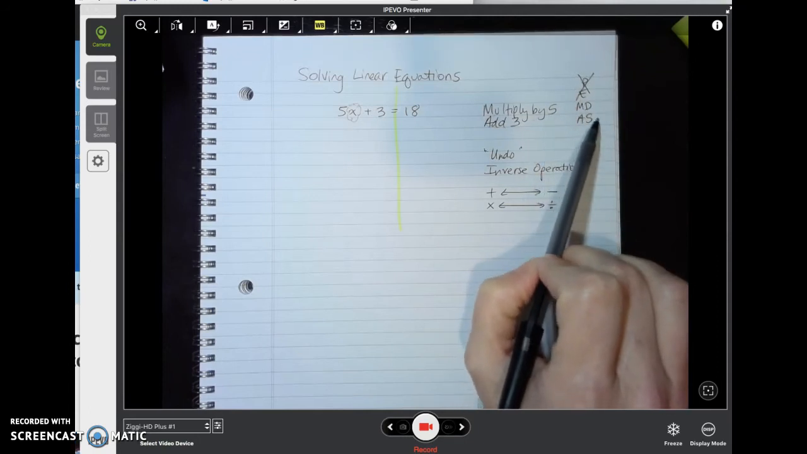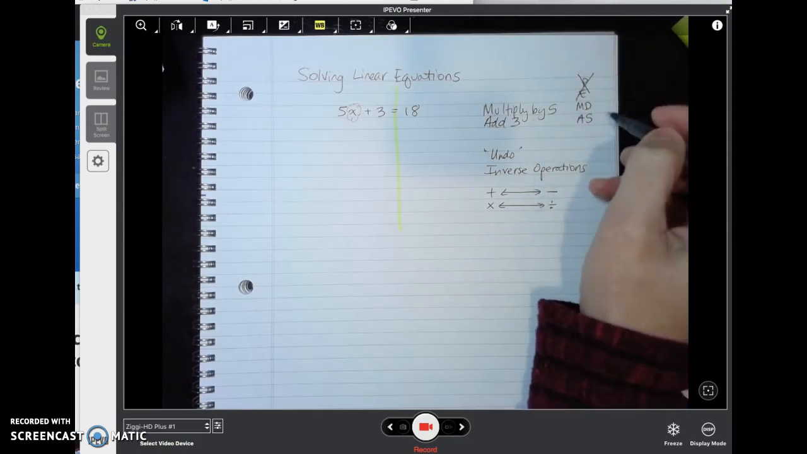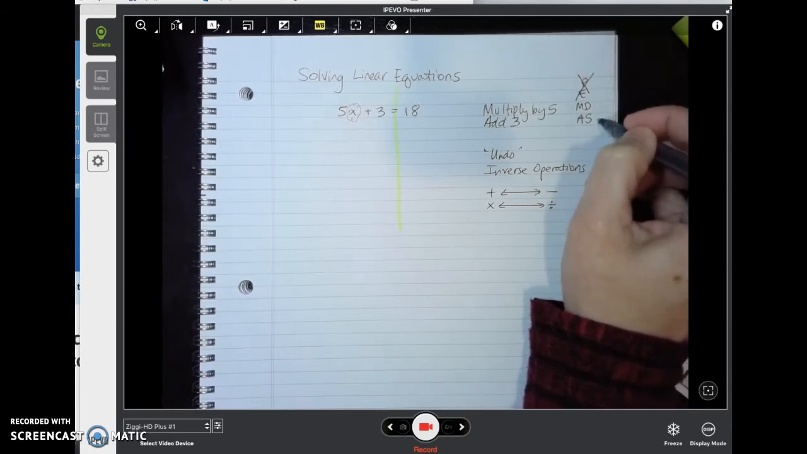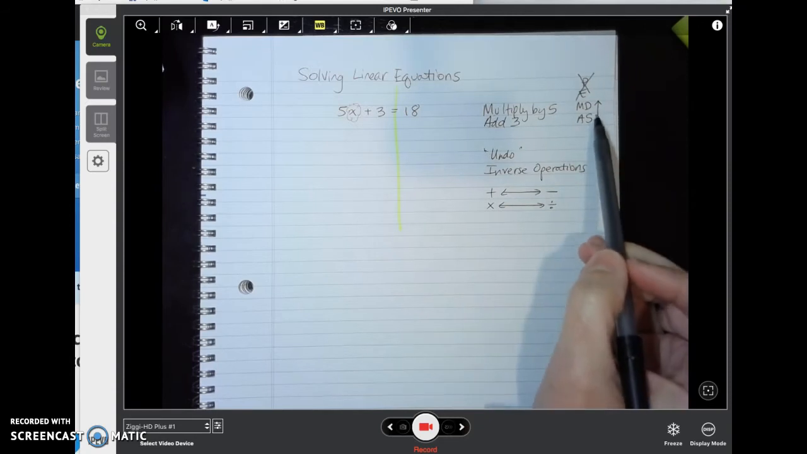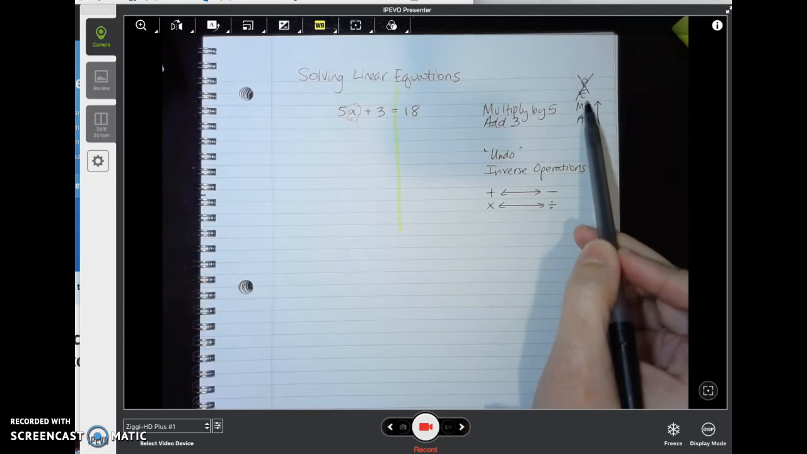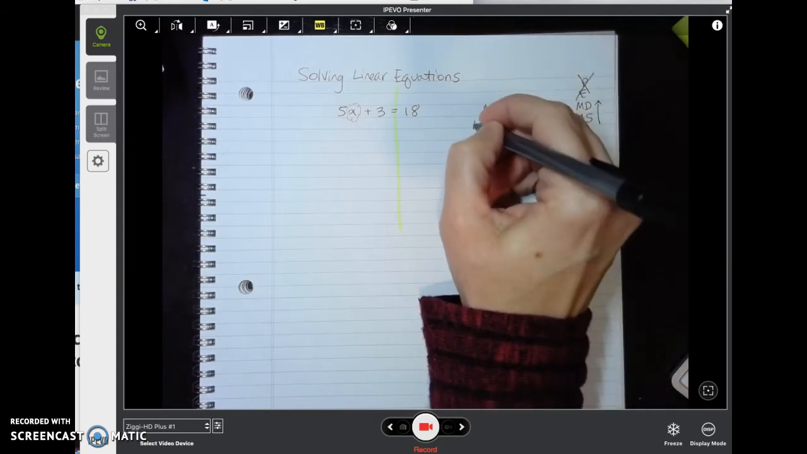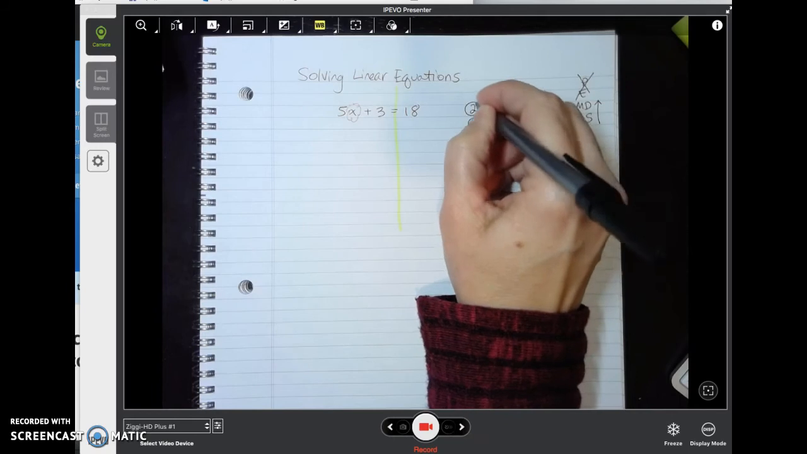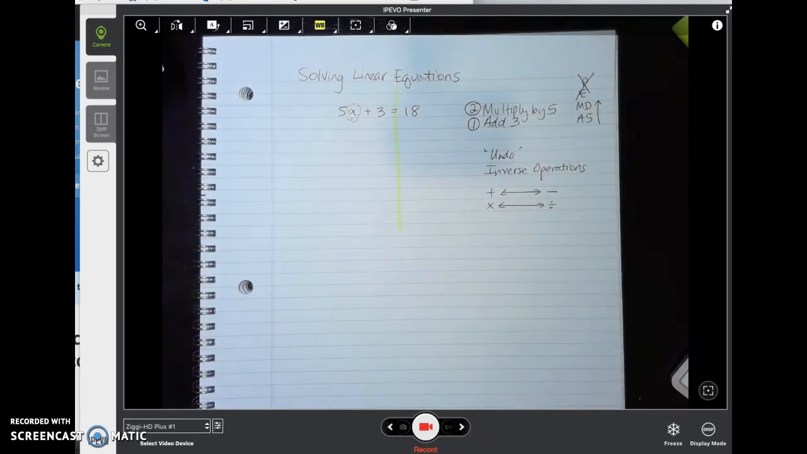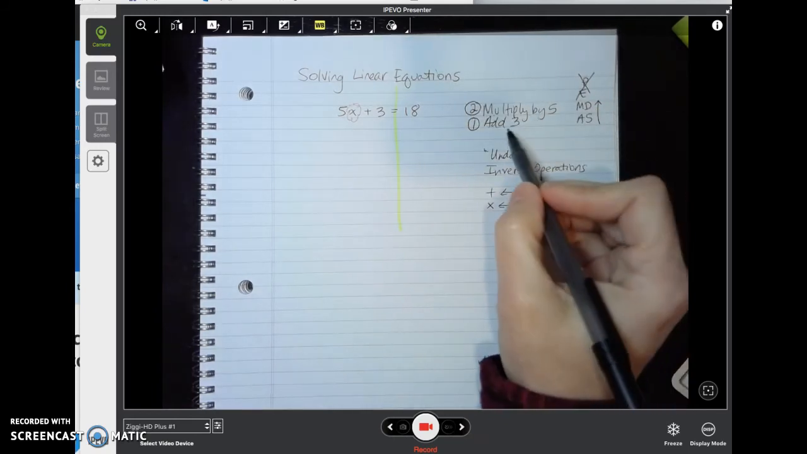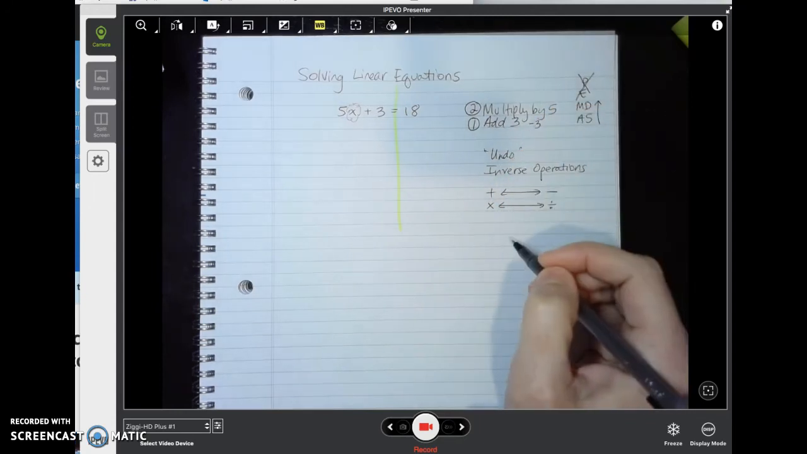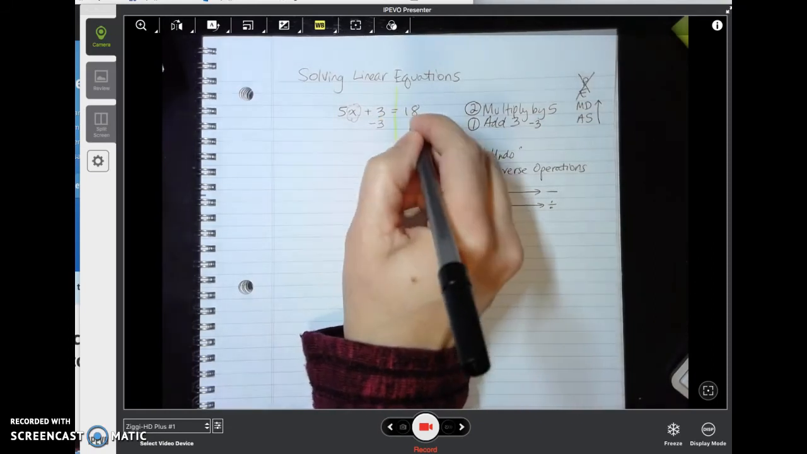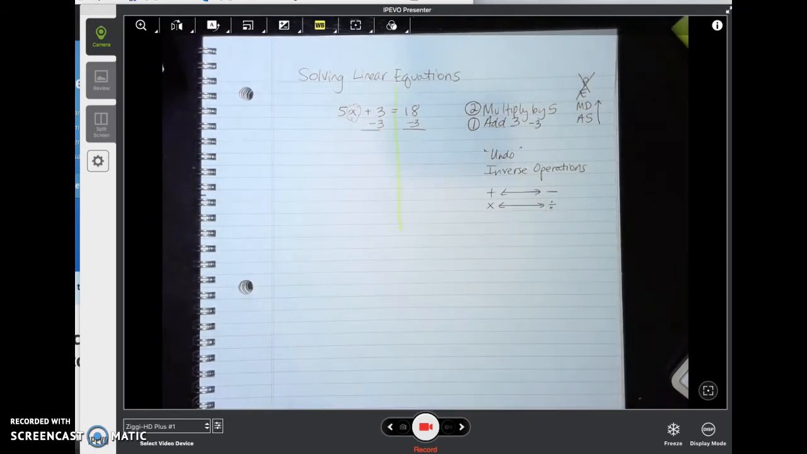This is the part where most students get confused. So if I'm going to solve an equation, I'm going to undo backwards. So I'm going to undo add and subtract before I undo multiply and divide. So this one comes first and this one comes second. So now you have to ask yourself, okay, well, how do I undo an add 3? Well, I subtract 3. So my first step would be to subtract 3 from both sides.